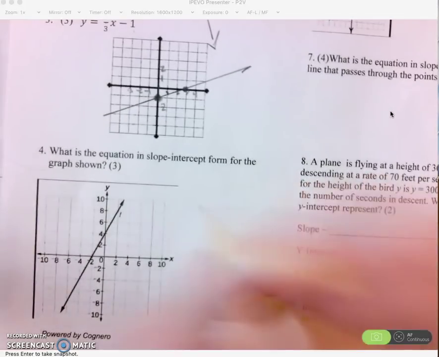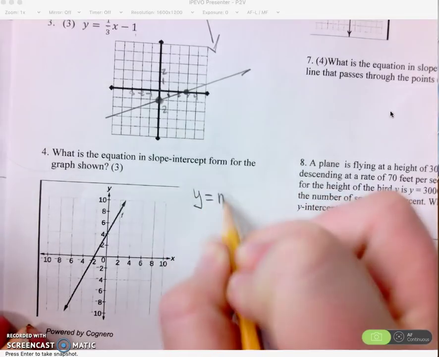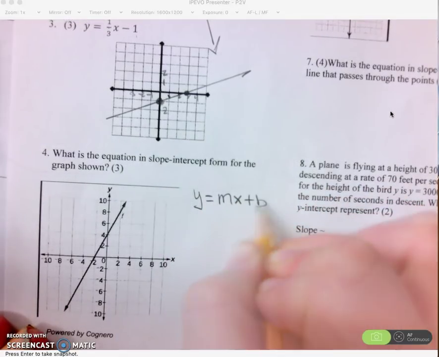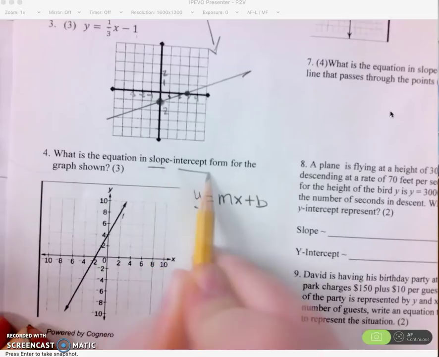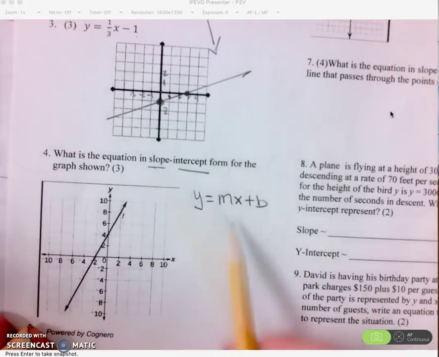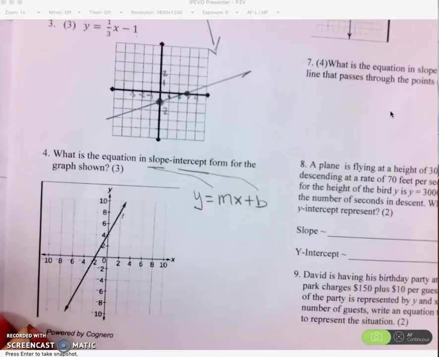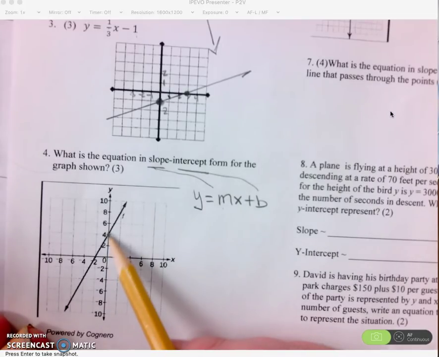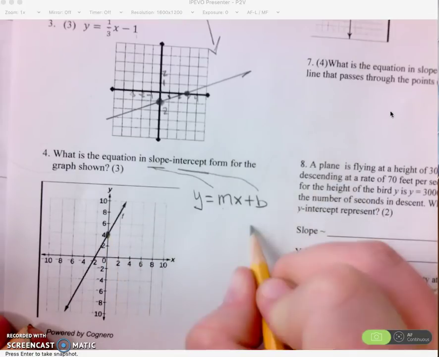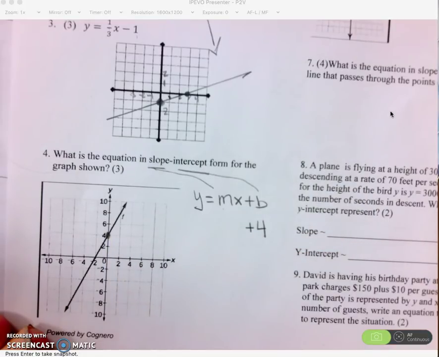for the graph shown. Remember, I need a y equals mx plus b. That's my slope-intercept form. I'm going to replace the m with the slope and the b with the intercept. On this graph, I look, where does this line cross? Well, it crosses at +4. So I'm going to replace the b with +4.